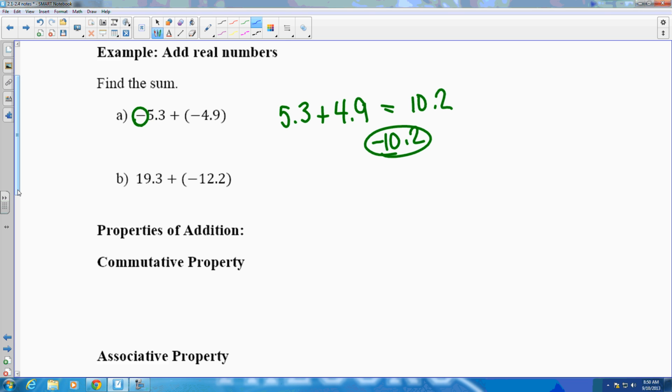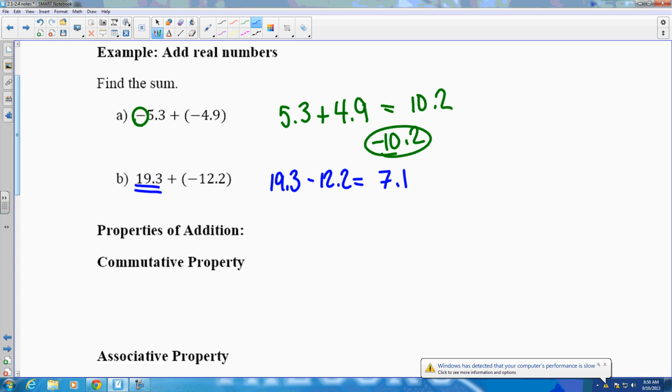For part B, we are adding 19.3 and -12.2. Because they have different signs, we need to make sure that we subtract the lesser absolute value from the greater. So 19.3 has a greater absolute value, so we're doing 19.3 minus 12.2, which is 7.1. And we need to make sure that we use the correct sign. We use the sign of the greater absolute value, which was positive, so our answer is positive.